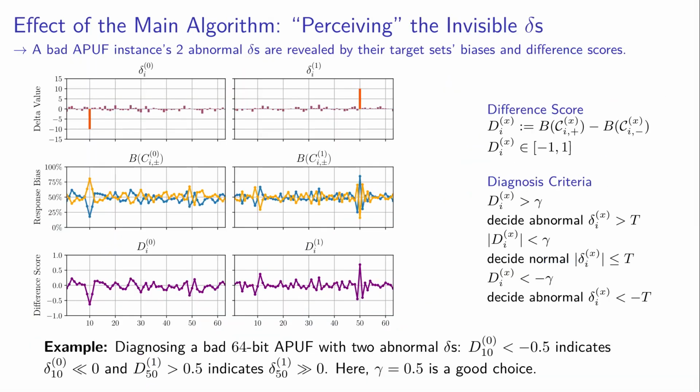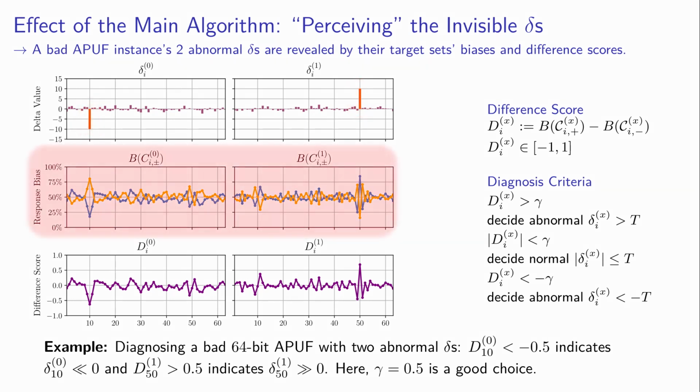These plots show how this algorithm helps us to perceive abnormalities in the invisible deltas. Since this is from a simulation, the first row shows the true value of each delta in this APUF. It has two abnormal deltas. Delta 0 at stage 10 has a fault intensity K equal to negative 10, and delta 1 at stage 50 has a fault intensity K equal to positive 10.